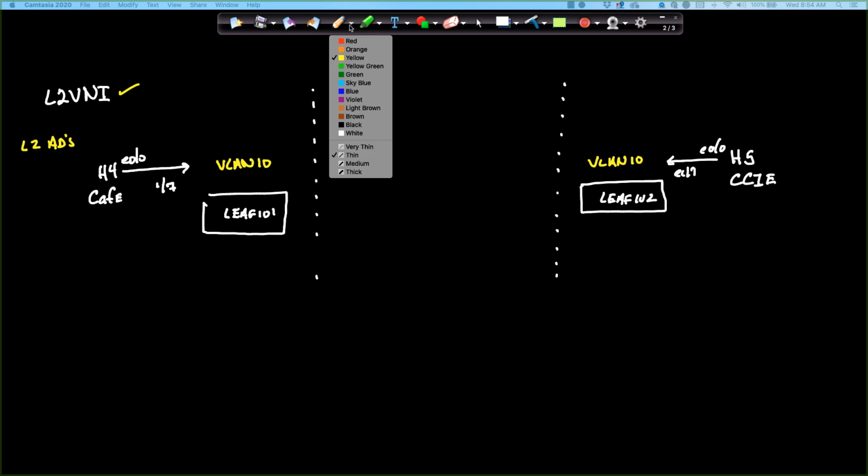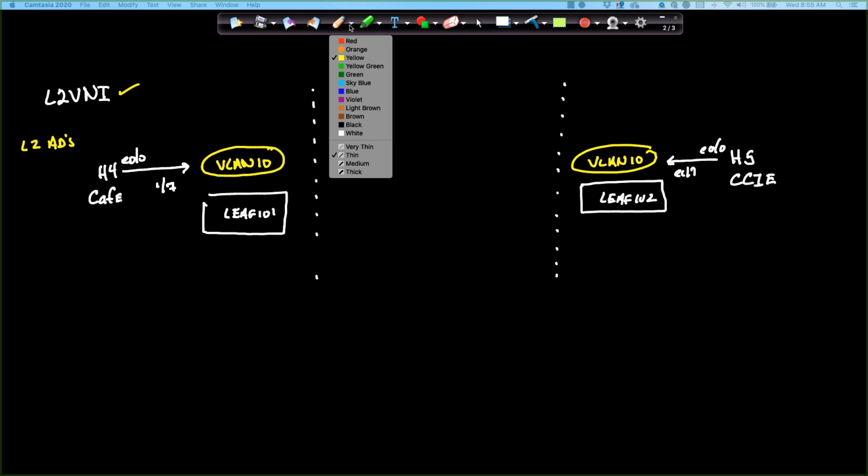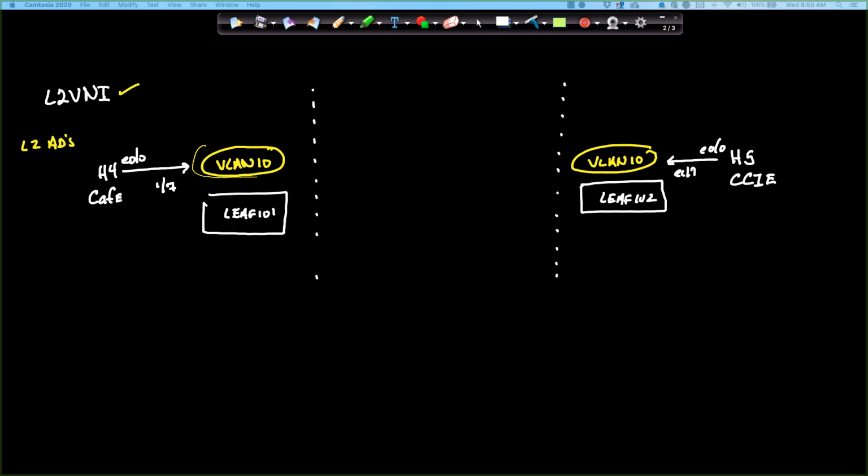So we created VLAN 10 on this side, and we created VLAN 10 on this side, but what was missing was a way for us to interconnect these resources. What we ended up doing was creating a connection between them through the deployment of a VXLAN tunnel.